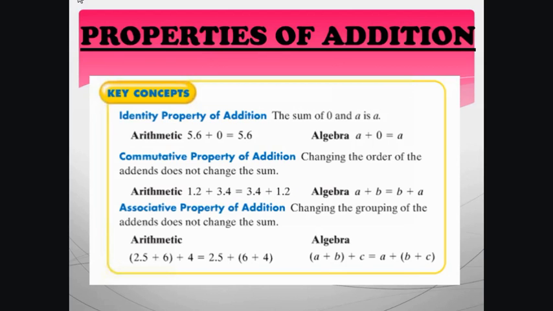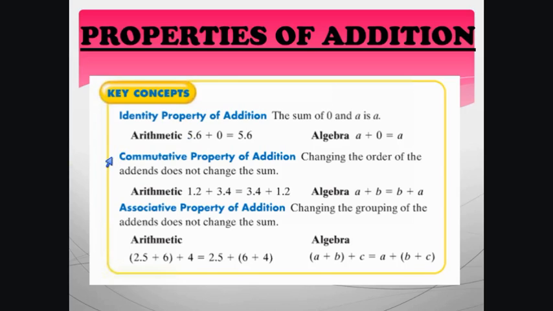We're also going to be talking about the properties of multiplication, but before we do that, let's review what the properties of addition are. So let's take a look. The identity property of addition states that the sum of 0 and any number is that number. So whatever number plus 0 is going to equal that value. An example here, we have 5.6 plus 0 is going to equal 5.6.